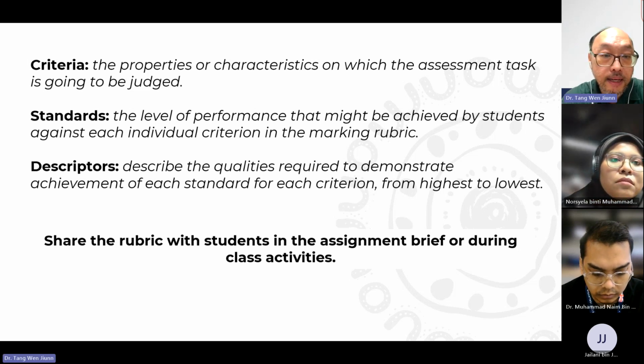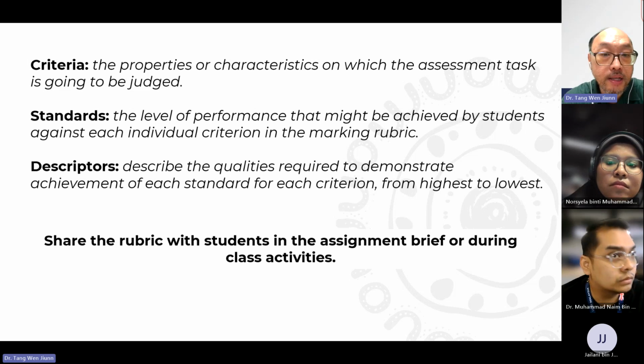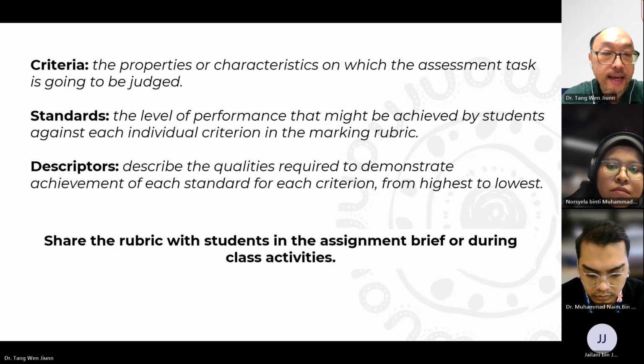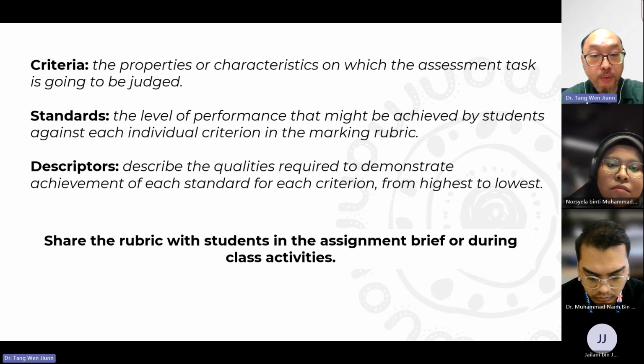This part basically just mentions what was said earlier. The criteria is the characteristic we want to assess. Standard is the level: excellent, good, improvement, poor. And the descriptor is what we want to see, the qualities the students demonstrate.